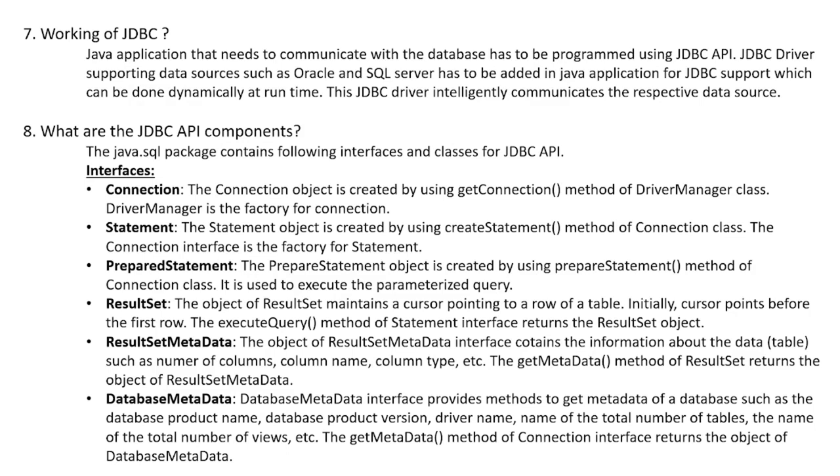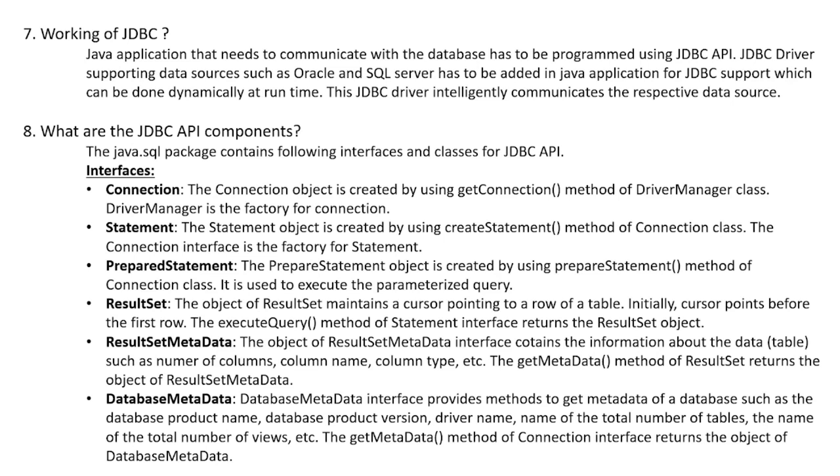Result set metadata. The object of result set metadata interface contains the information about the data table, such as number of columns, column name, column type, etc. The getMetaData method of result set returns the object of result set metadata. Database metadata. Database metadata interface provides methods to get metadata of a database such as the database product name, database product version, driver name, total number of tables, the total number of views, etc.